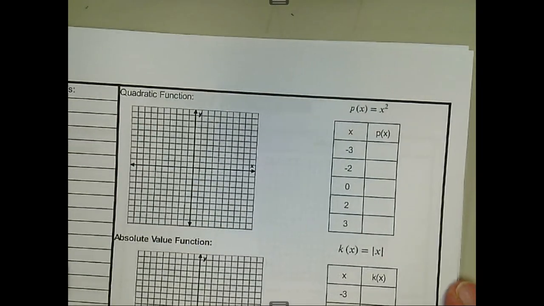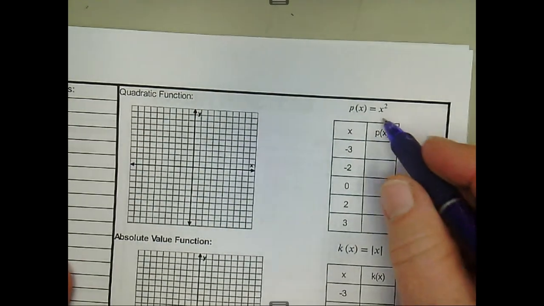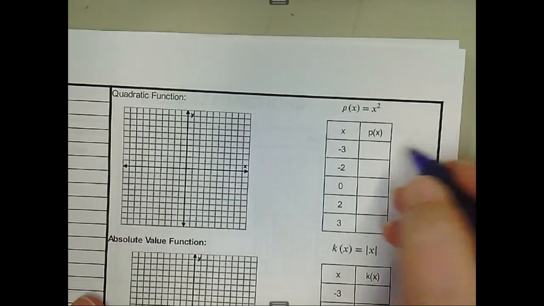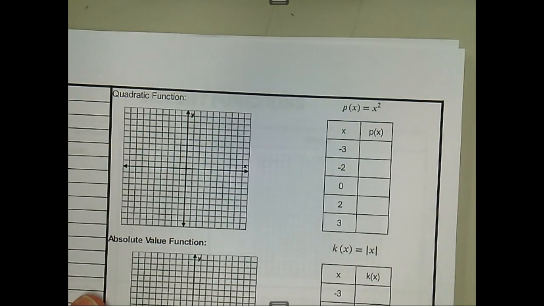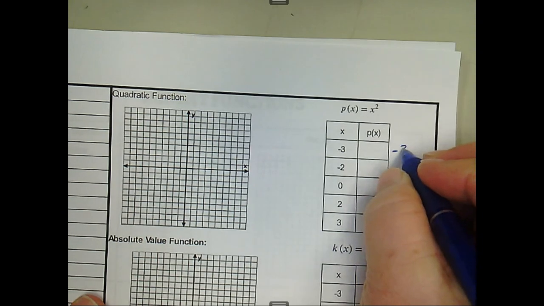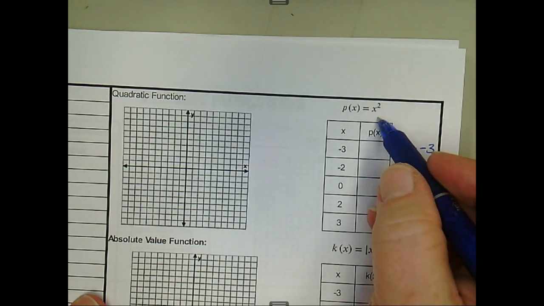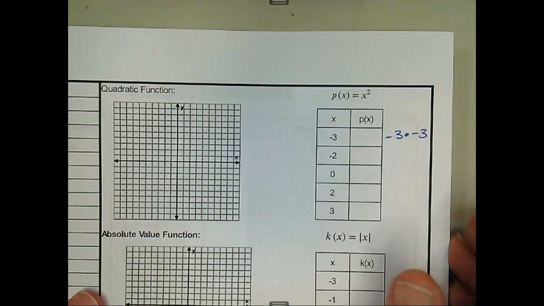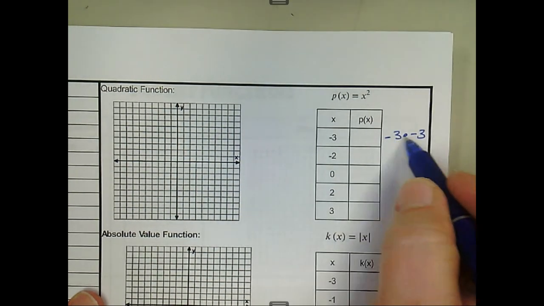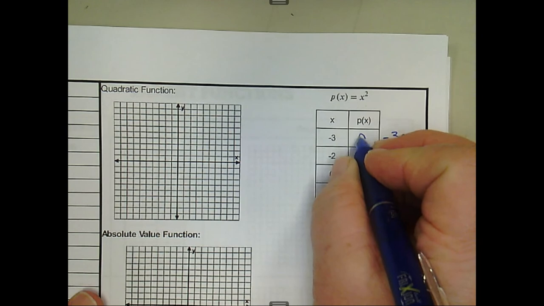Okay, quadratic. We are squaring the number. So if I'm looking at the first one, I'm taking -3 times -3. That's what squaring a number means. I take the number times itself. Negative times negative is a positive, so this would be 9.